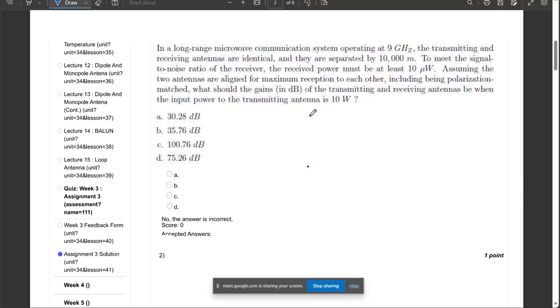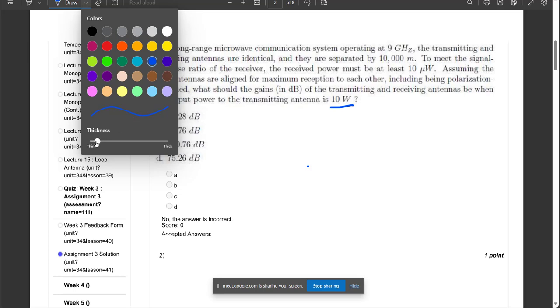Okay. So here it's given that two antennas are given. One is transmitting and another one is receiving. It is said that the received power must be at least 10 microwatts. Another thing given is these two antennas are separated by 10,000 meters, and the operating frequency is 9 gigahertz. Now you have to find out the gain of the transmitting and receiving antenna. Also, it is given that the input power of the transmitting antenna is 10 watts. Okay, so the first thing that comes to mind is the Friis transmission equation, right?